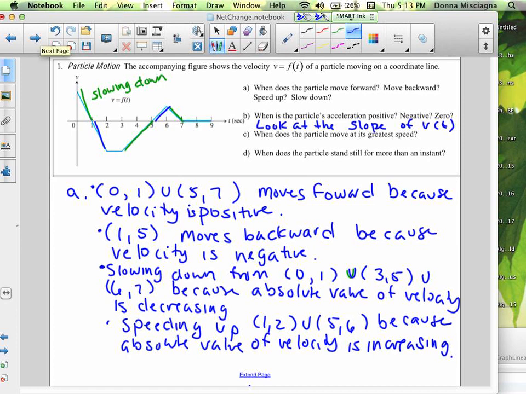Our acceleration is going to be positive if our velocity has a positive slope, negative when our velocity has a negative slope, and constant, zero, when the slope is a constant value, right? It stays the same. We have a horizontal line. All right, so we have a positive acceleration from 3 to 6.